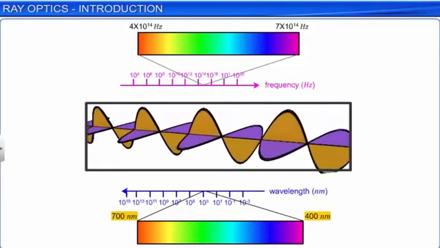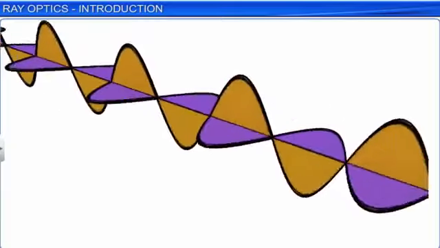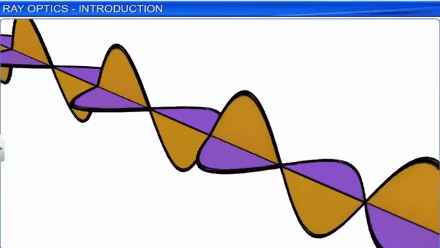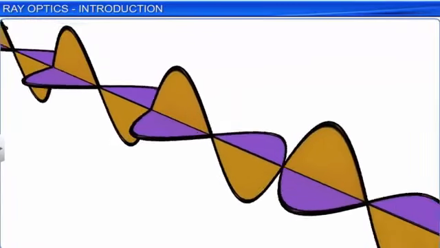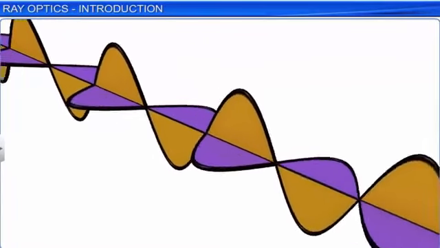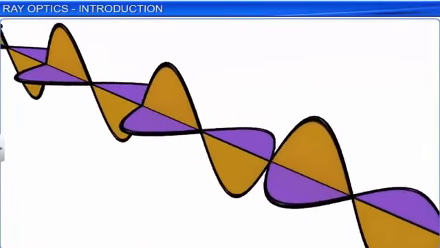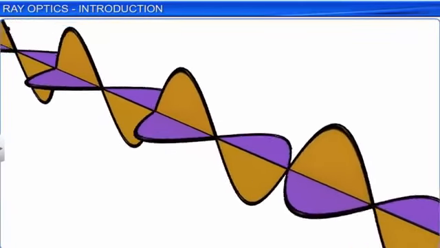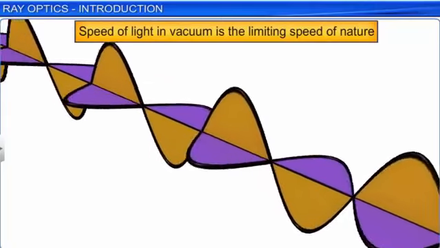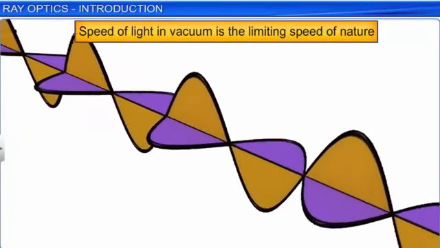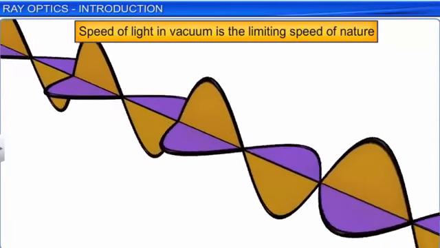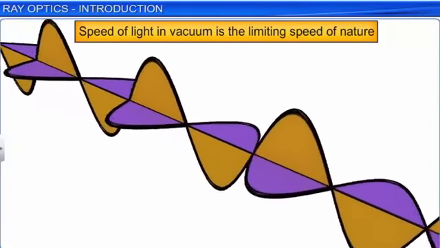All electromagnetic waves, including light waves, travel in vacuum with an approximate speed of 3 × 10^8 meter per second. This, in fact, is the limiting speed of nature. That is, in a vacuum, no other wave or particle can travel with a speed that is greater than the speed of light.